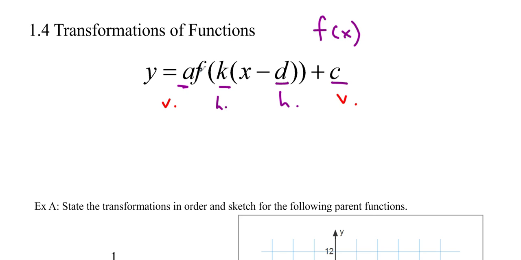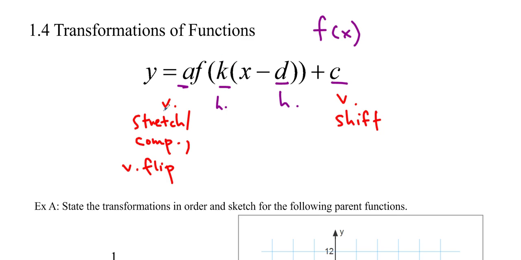So let's talk about A and C first. The A is going to give us a stretch or compression, and if it's negative, it's also going to give us a flip, so it could give us a vertical flip. C is added on to the end of the function, so it's a shift up and down.